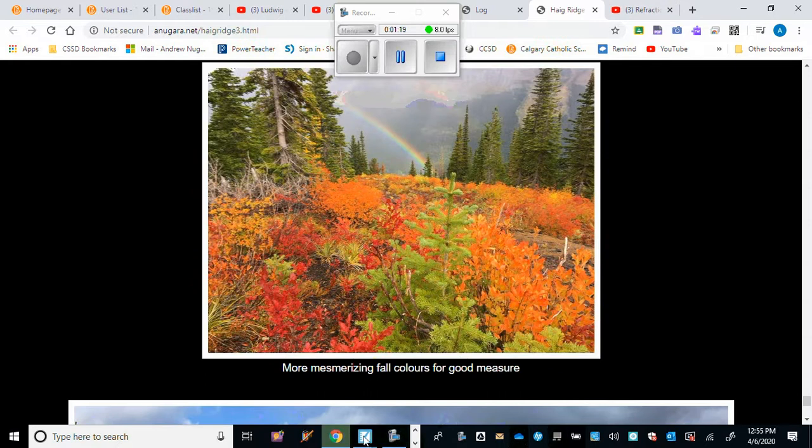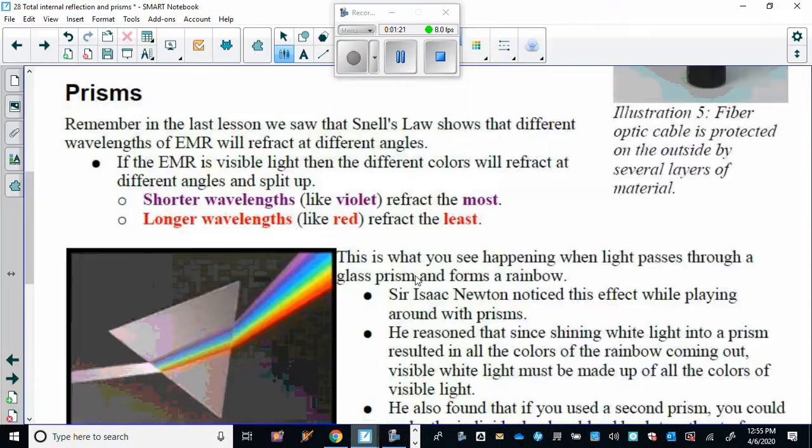So I saw lots of rainbows on this trip, which is all explained by dispersion, prism dispersion, which is obviously a form of refraction. And that all explains rainbows. Prisms. What is a prism?